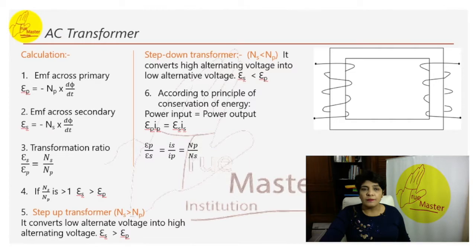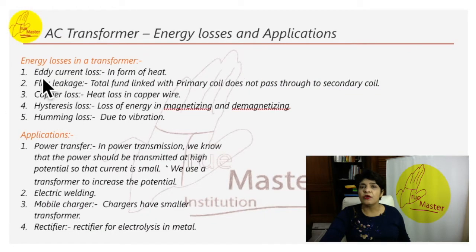Moving on, energy losses in a transformer. Some energy gets lost during the transformation. Why? Eddy current losses, in the form of heat: some of the energy gets lost in that. Flux leakage: the total flux linked with the primary coil does not pass through to the secondary coil. The total flux is not passing through, some might leak out.